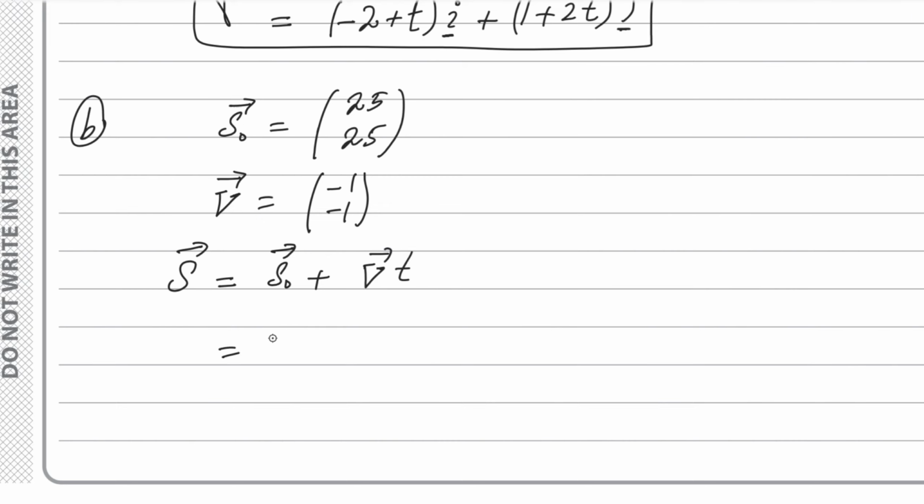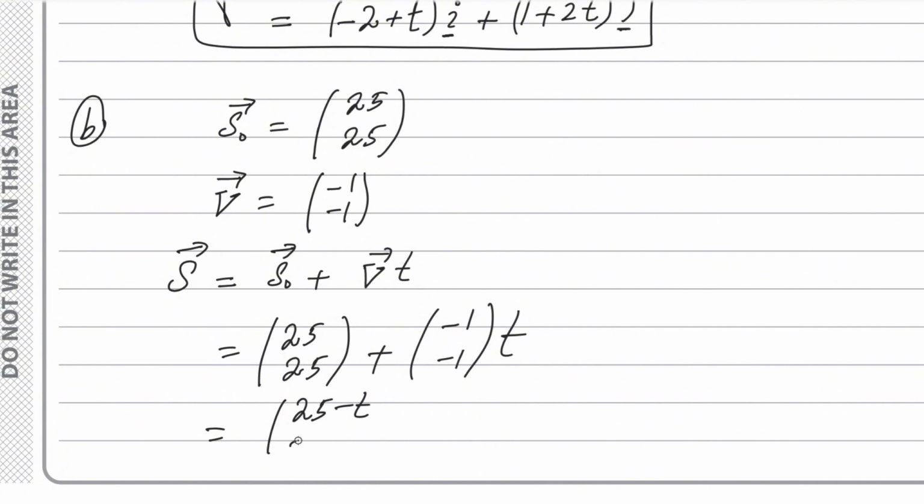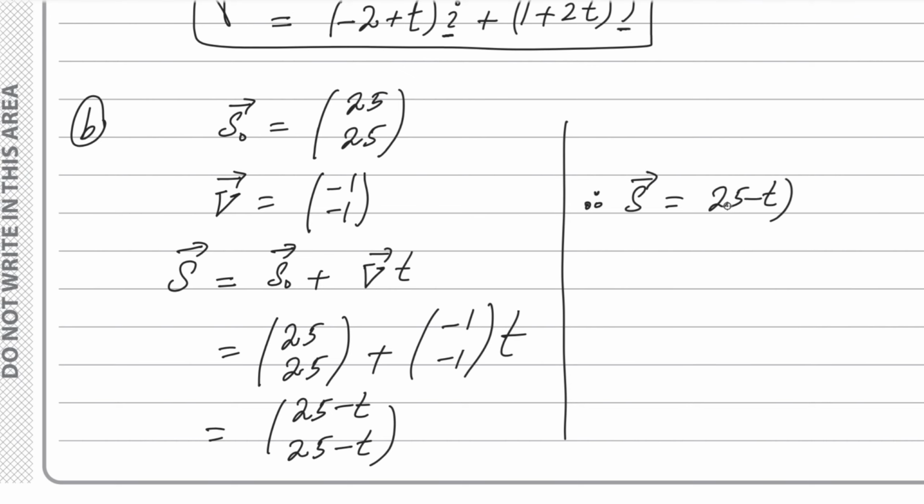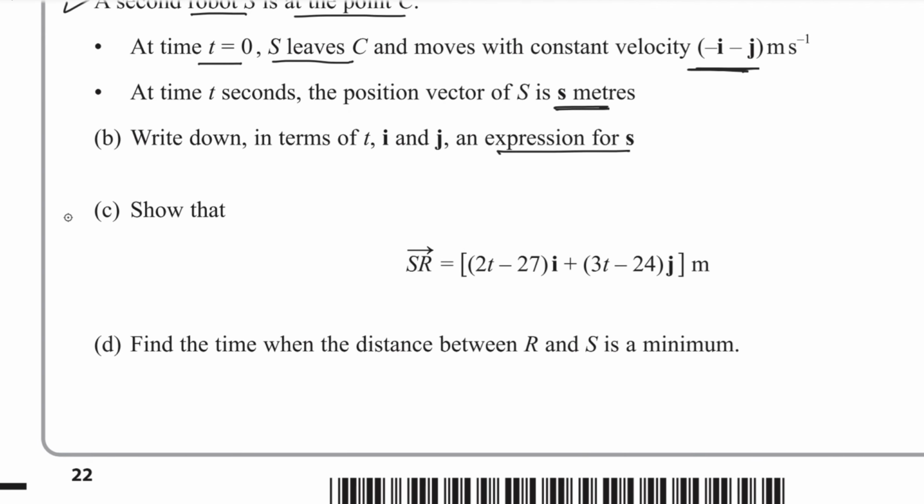Plug in the values. S0 is 25 and 25 plus this is -1 and -1, times t. So you can combine them together. So it will be 25 minus t and this one will be 25 minus t. Therefore, the position vector of S after time t will be (25 minus t)i plus (25 minus t)j. So this is the answer for the second part. The second part is done. Let's move on to the second last part of this question.